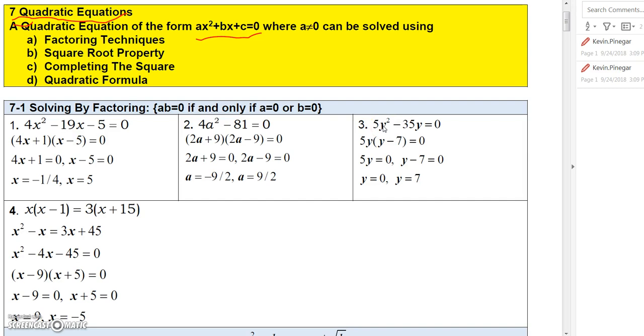Here we have a common factor that can be factored out. Notice there's no c term, so we can factor out the 5y. If we factor out 5y, we get 5y times y minus 7 equals 0. And then just set 5y equal to 0 and set y minus 7 equals 0. Here, if you divide both sides by 5, you get y equals 0. And here, if you add 7 to both sides, you get y equals 7.